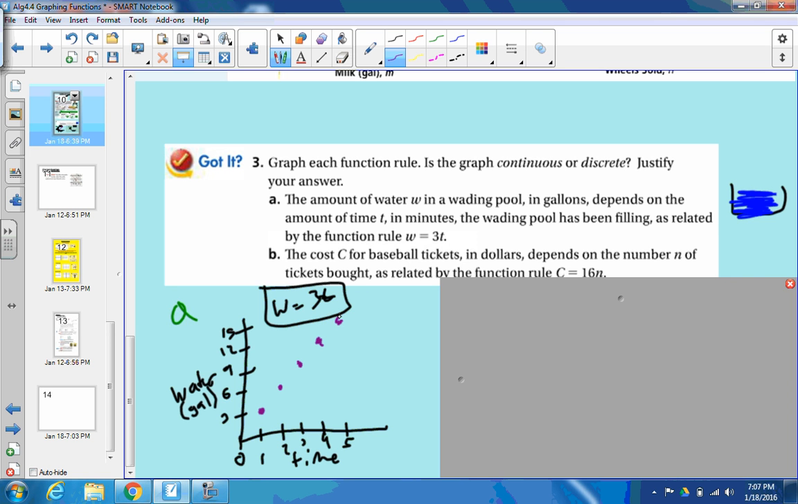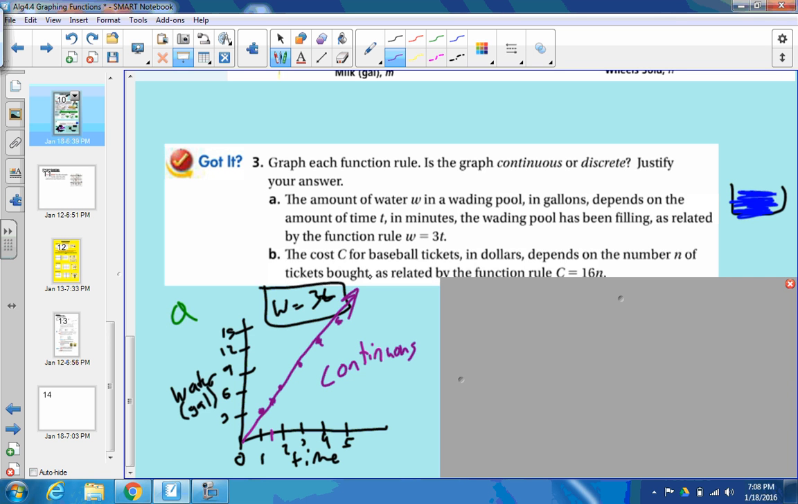Now, the question is this continuous or discrete? Could you have, in the middle here, for instance, 1.5? Could you have 1.5 minutes? And would it be right here? Well, yes, it would. After 1.5 minutes, it'll be between 3 and 6 gallons. So yes, this one would be continuous. All right? It makes sense that you could continue it between the time increments here.